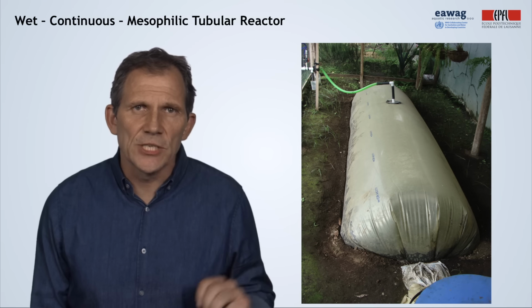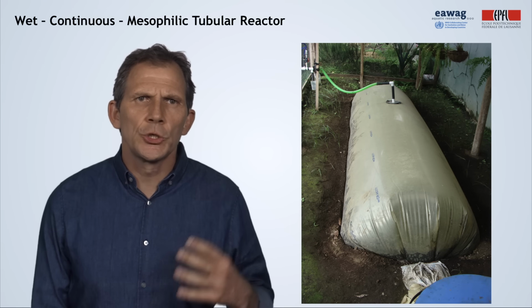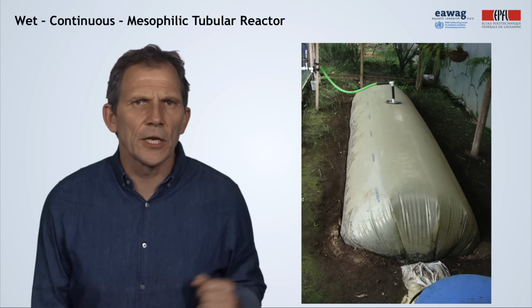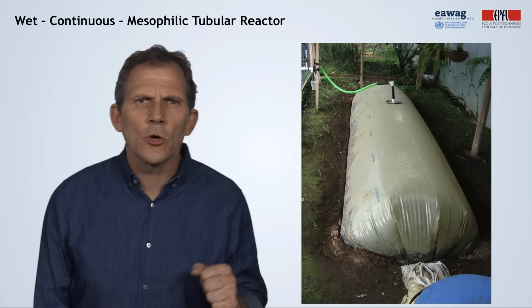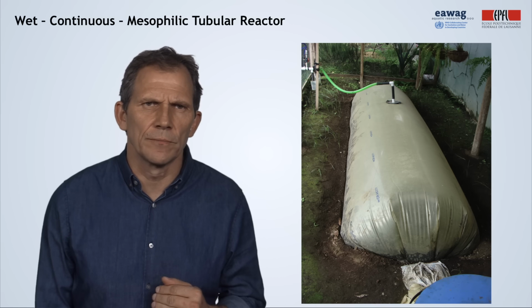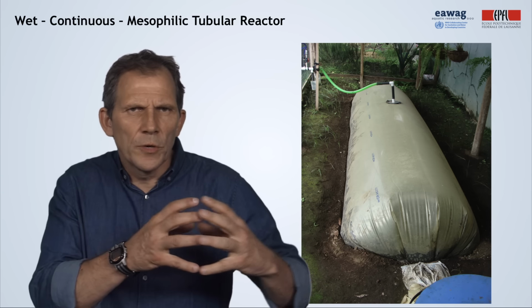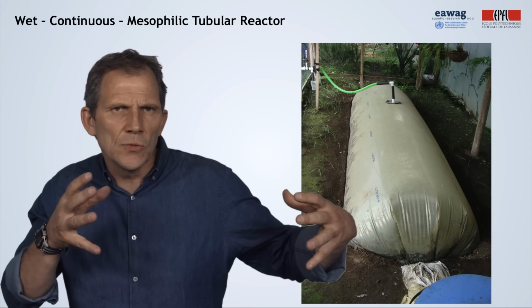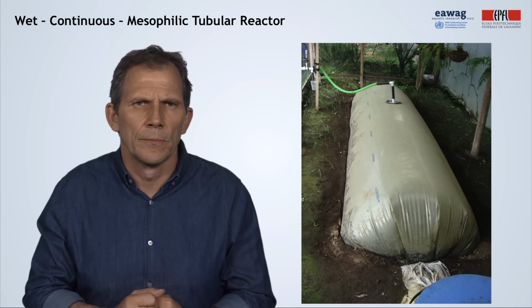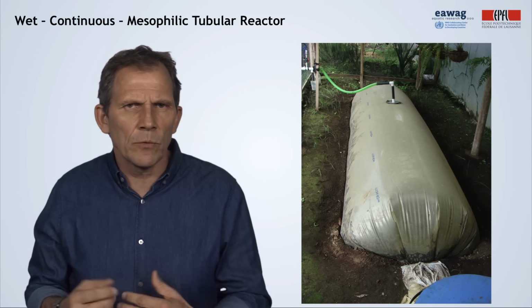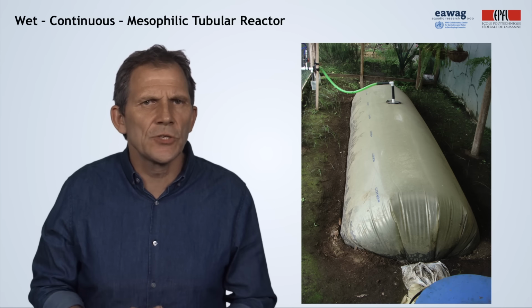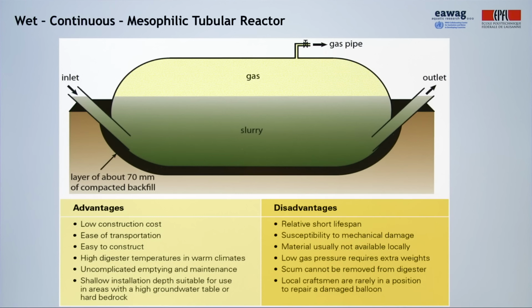The third digester type I would like to show you is the tubular digester, like this one in Costa Rica. These are quite common in the Latin American region. These are long, horizontal lying tubes or balloons made out of plastic and rubber. The inlet and outlet are attached directly to the skin of the balloon. You see this here in a schematic. The balloon, the inlet and the outlet, and the gas pipe on the top.